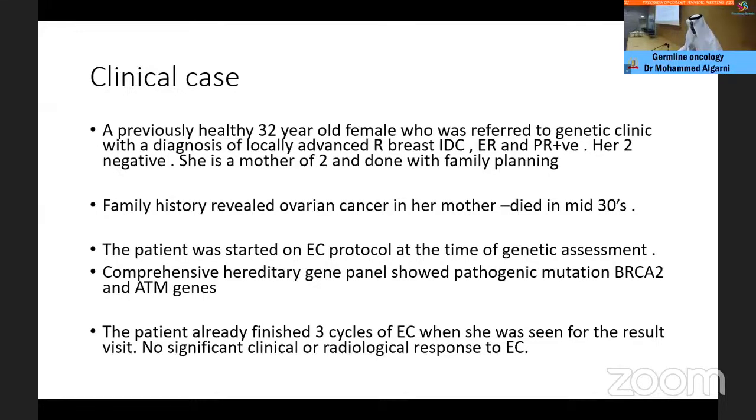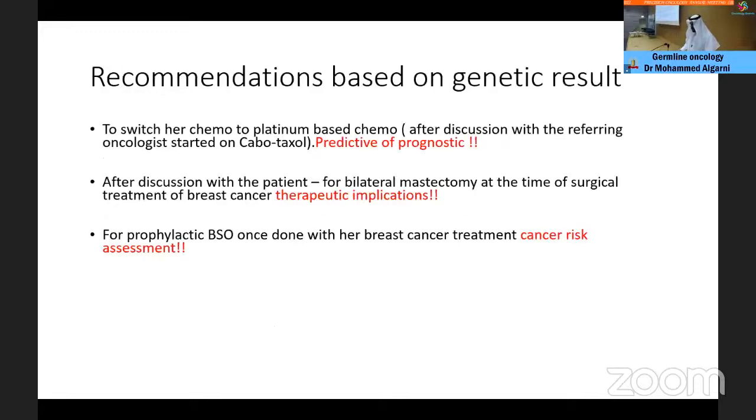When we saw the patient in the clinic, she had already been started on the AC protocol, and we ordered germline testing for her because she meets the testing criteria. Her genetic testing showed that she is a carrier of pathogenic mutations in the BRCA2 and ATM genes. By the time we got the result, she had already finished 3 cycles of her EC chemotherapy, and unfortunately there was no clear significant clinical or radiological response. So how would we use this information to guide her therapy?